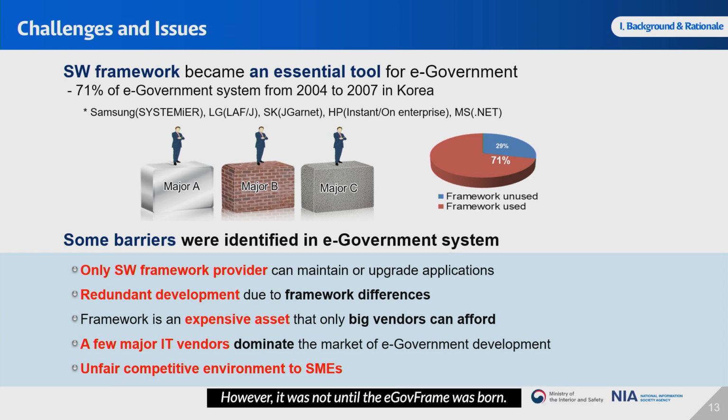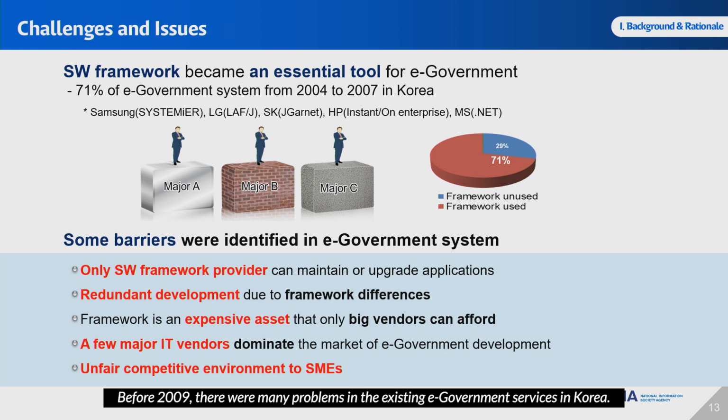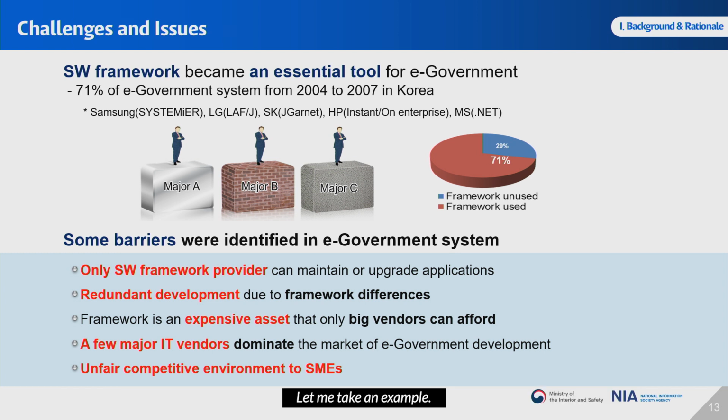However, it was not always so, until eGovFrame was born. eGovFrame was released in 2009, so it wasn't until at least 10 years ago. Before 2009, there were many problems in the existing e-government services in Korea. The e-government of Korea built its own public information system for each ministry. Let me take an example.